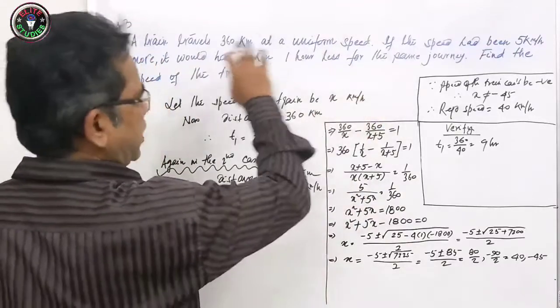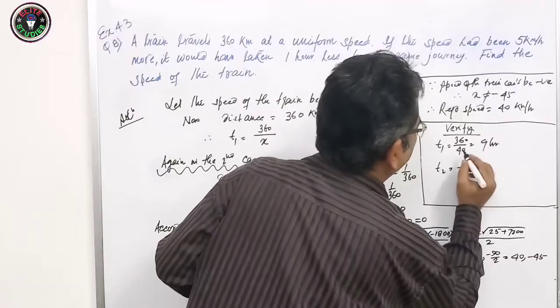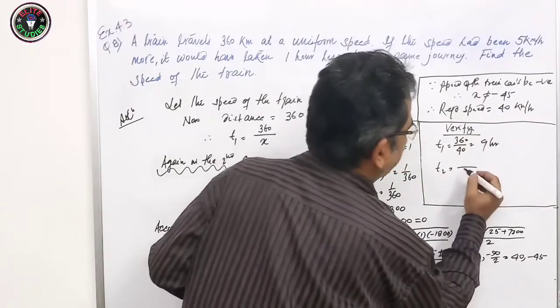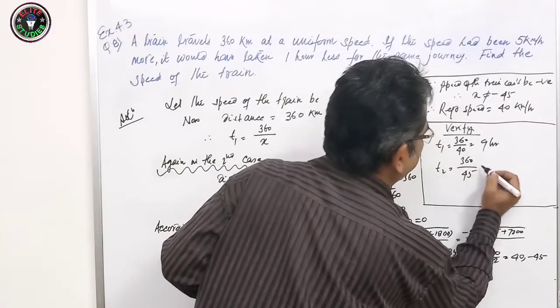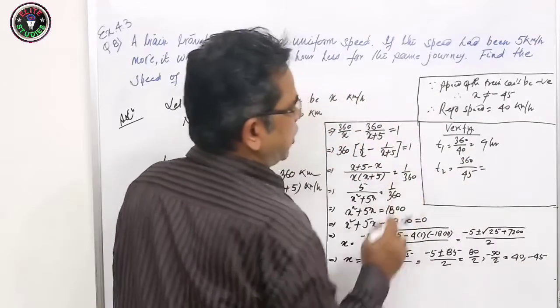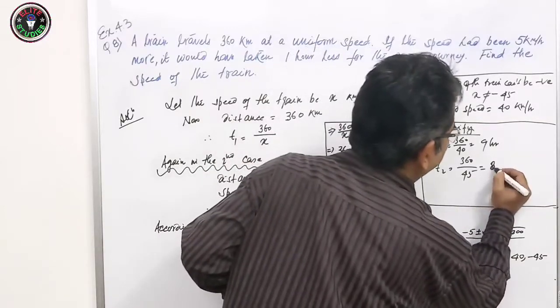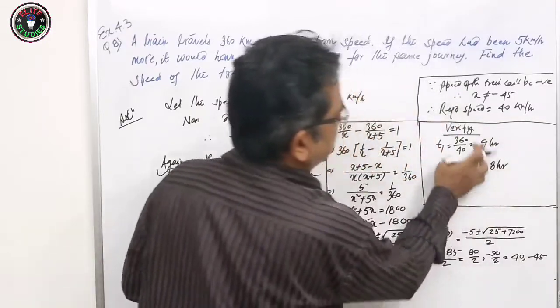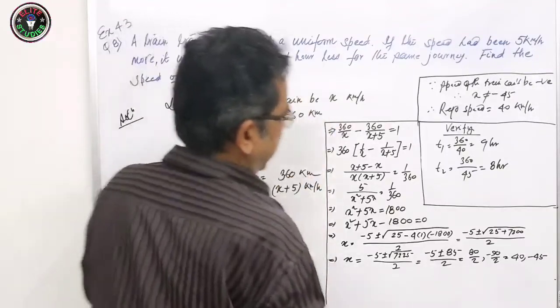Now for T2, the speed becomes more. Initially it was 40, now it is 45. The distance is the same, 360. Now if you divide 360 by 45, you will get 8 hours. You see, the time taken is less. So our answer is correct.